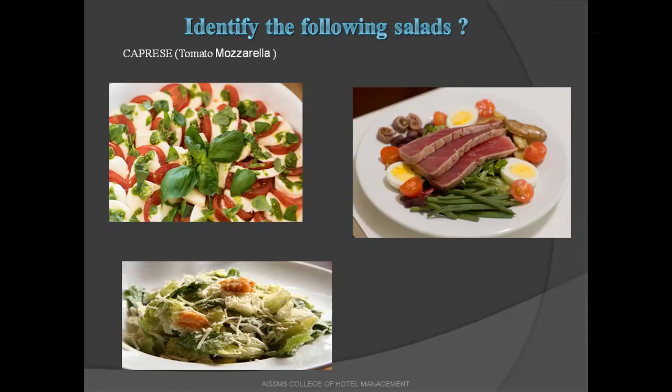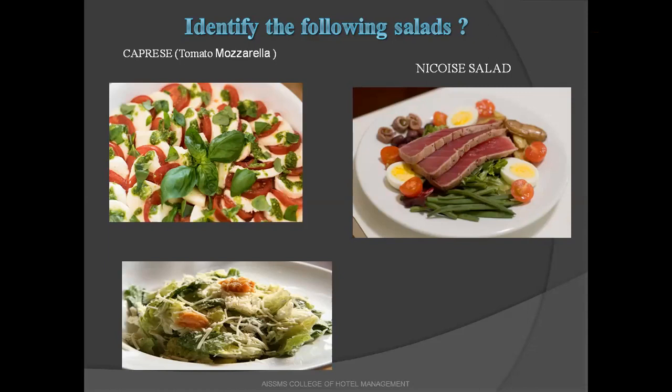What is the next one? Any guesses? I hope you got it. It is Niçoise salad from France, with tuna fish, which is served medium rare or rare, with bits of pieces with lettuce, some boiled egg, cherry tomato, olives, green beans, potatoes.